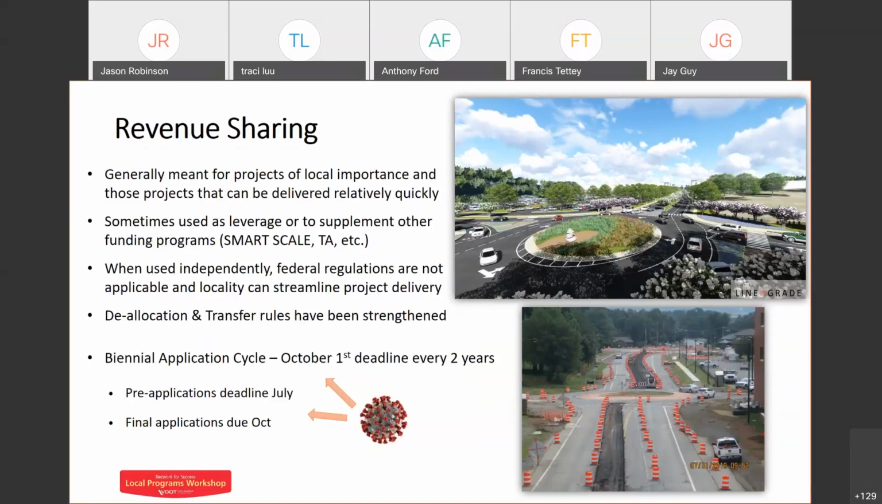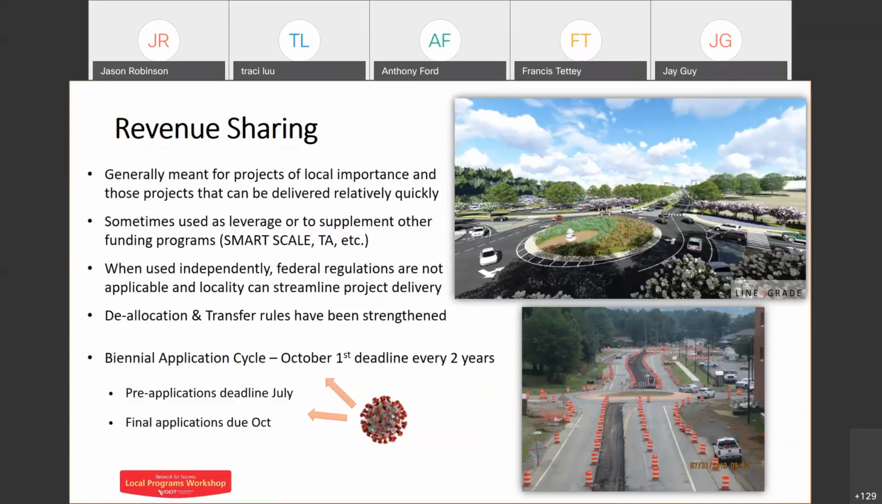Also want to point out on this that the CTB has really strengthened the deallocation and transfer rules over the last few years. And maybe you guys have felt that. And that has been a good thing from a statewide perspective. We've been able to identify a lot of funding that we could put back into the pot and put back into the hopper for funding additional projects. I think you'll continue to see enforcement of the deallocation and transfer rules.